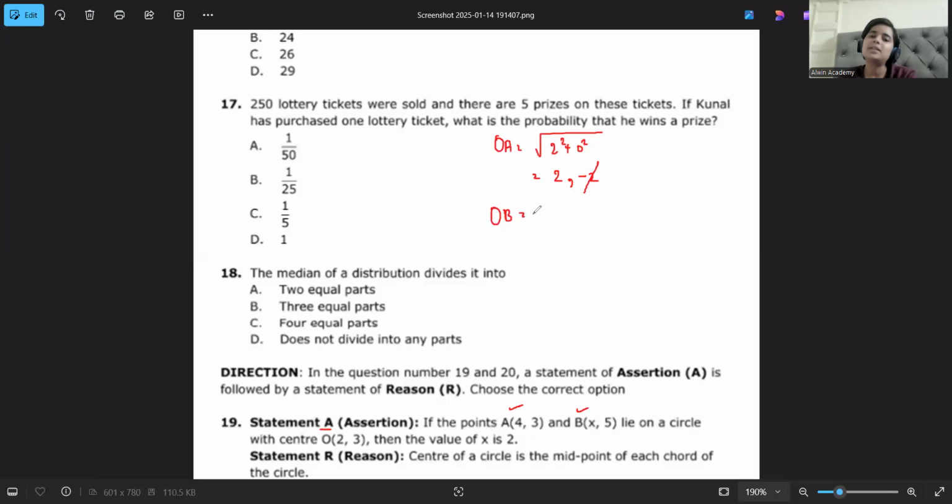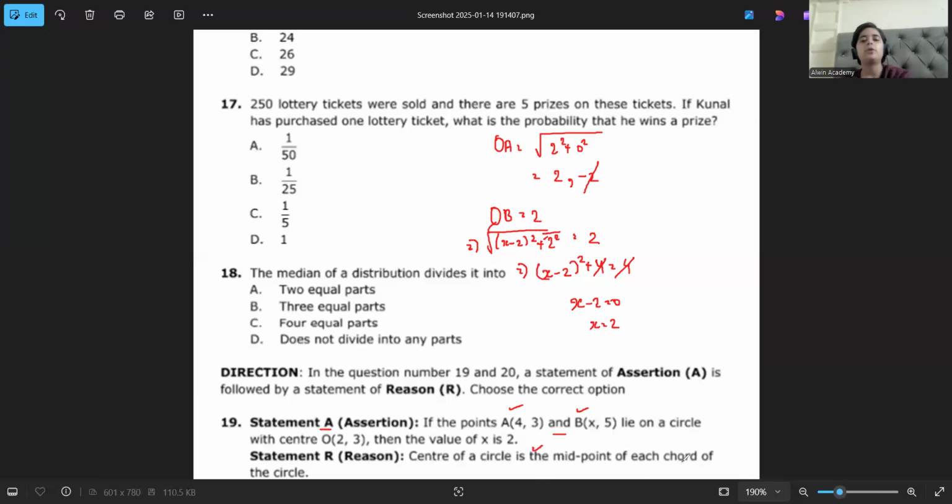Now this means OB must also be 2. And I use distance formula for OB again. I have root of (x minus 2) square plus (5 minus 3), that's 2 square, is equal to 2. Now I take this root to the other side, it gets squared, or squaring both sides as we can say. (X minus 2) square plus 4 is equal to 4. 2 square is 4. 4 gets cancelled, so (x minus 2) square is 0. Thus x minus 2 is 0, and we can say x is equal to 2. So assertion is true. And let's check out the reason.